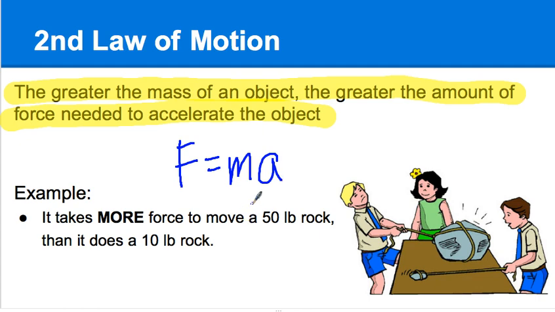What he came up with, what was ingenious, was this equation. He was able to quantify how much force is needed depending on how much mass that object had. It's force equals mass times acceleration. All right, that's what he's known for in this second law, that he came up with this equation.